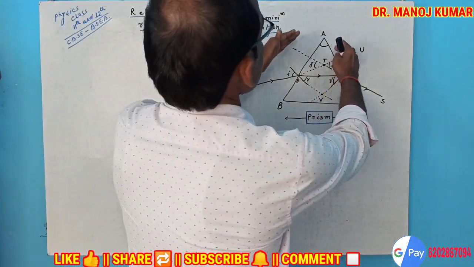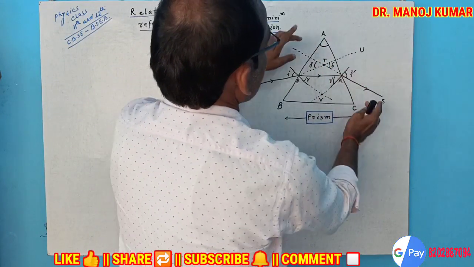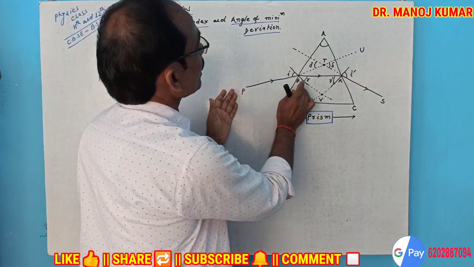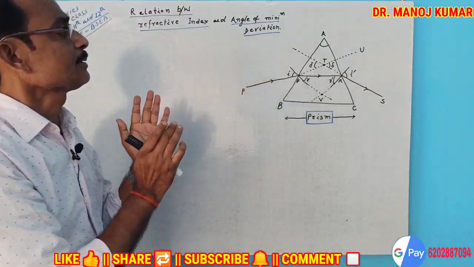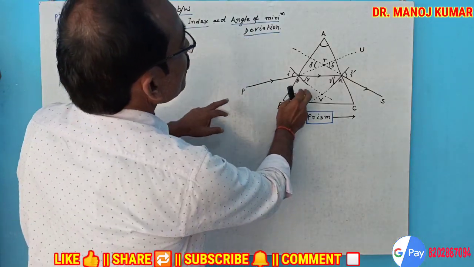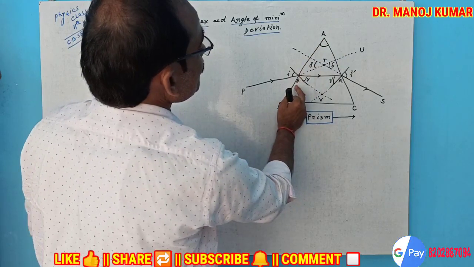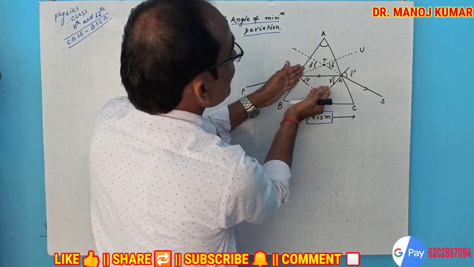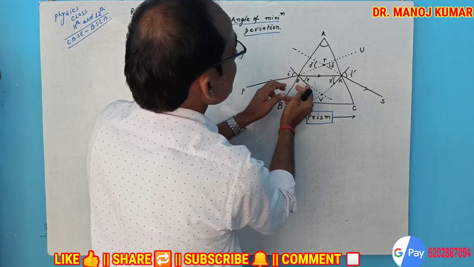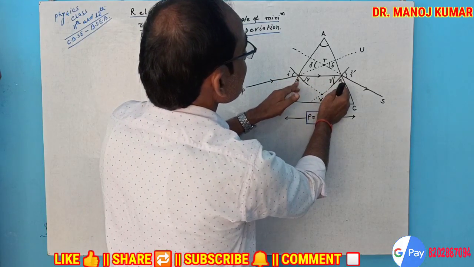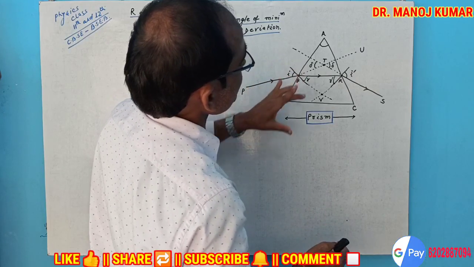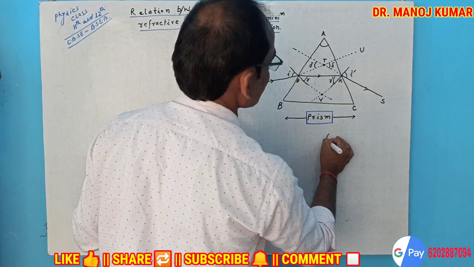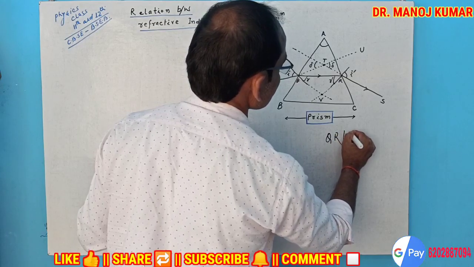It has two refracting surfaces, AB and AC, on which the incident ray PQ falls on the surface AB at point Q. Then it bends towards the perpendicular and goes forward in the QR direction, which is parallel to the base BC. Hence, we may write it as parallel to BC.